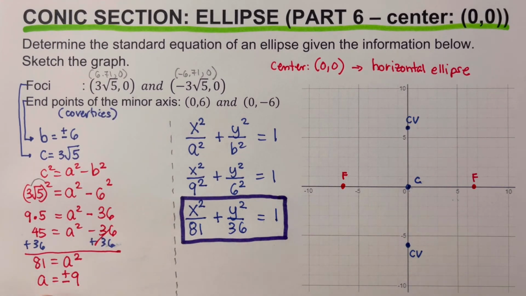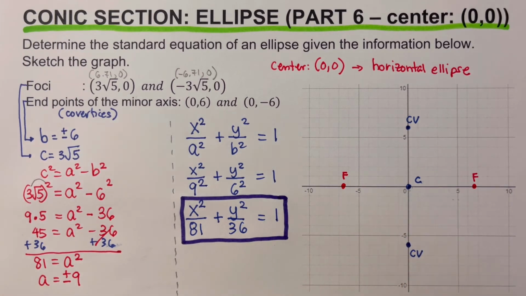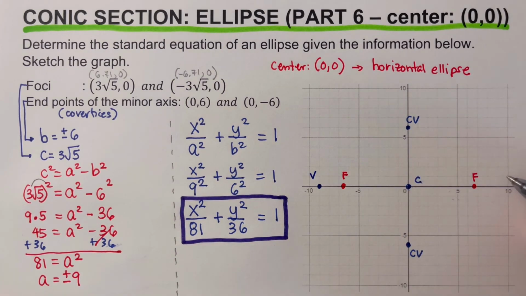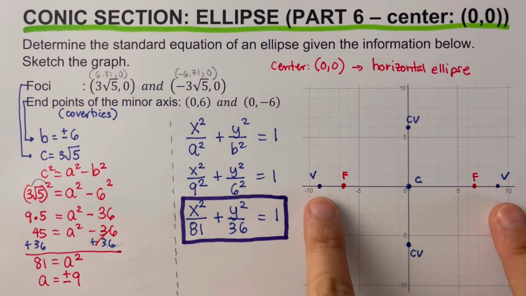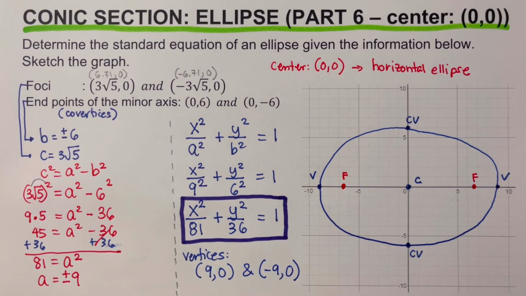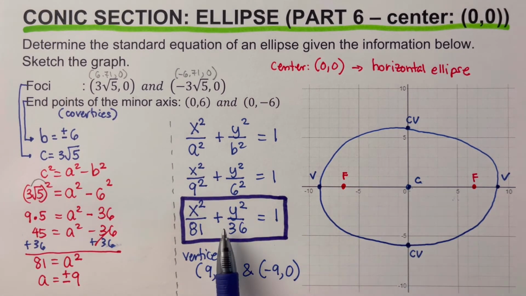Now, we remember that our A is the vertex, so we can go ahead and plot that down here. So we go from the center, we go 9 places to the left and 9 places to the right. So this is where the first vertex is going to sit, and then the other vertex is going to sit on this side as well right here. So we can go ahead and write the coordinate of these two vertices. Okay, so we have determined the equation for this problem, and this is the graph of this ellipse that we have right here. Now, let's move on to the next example.